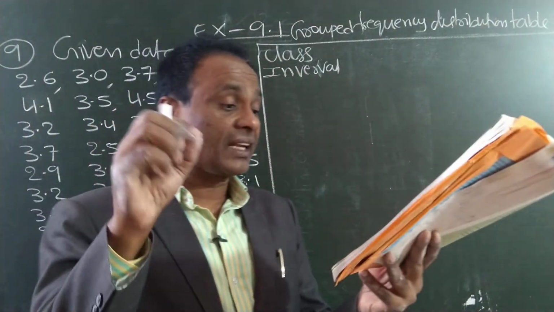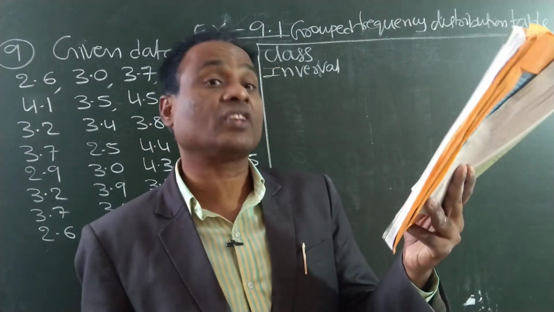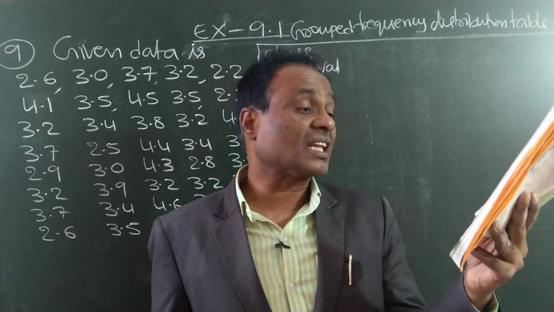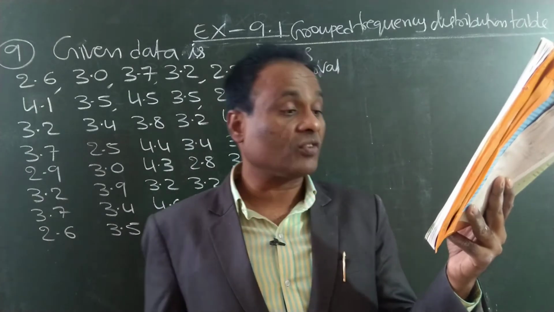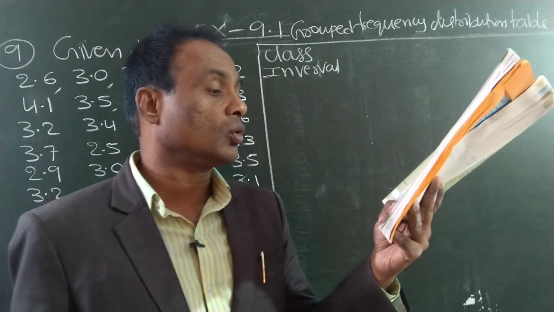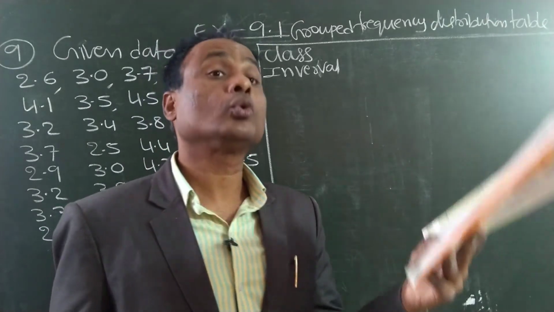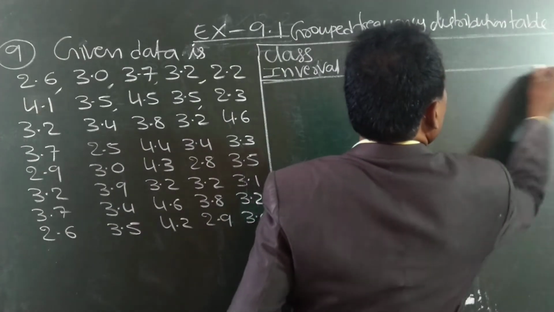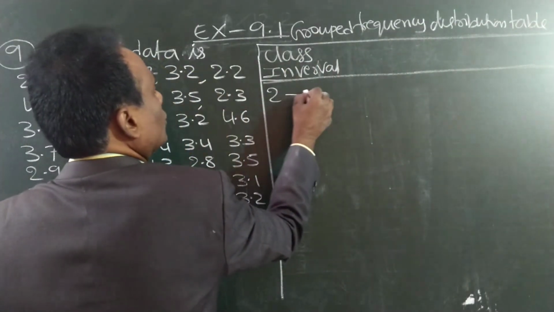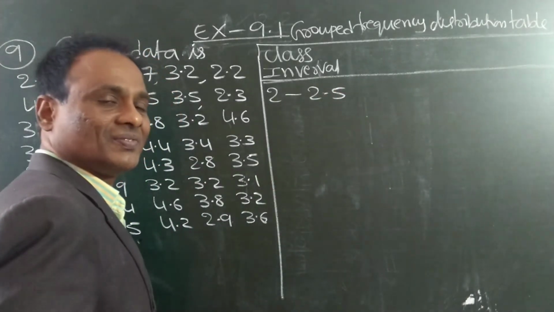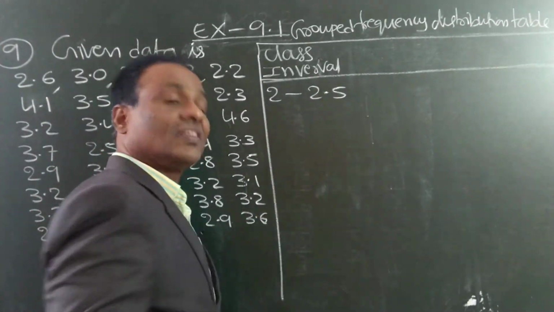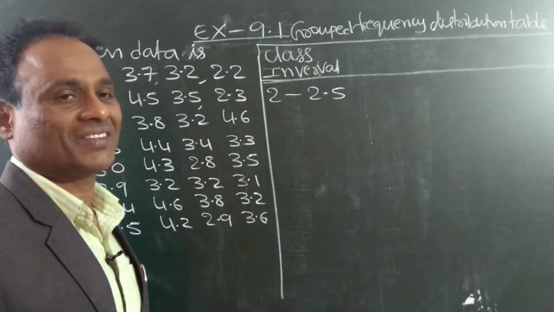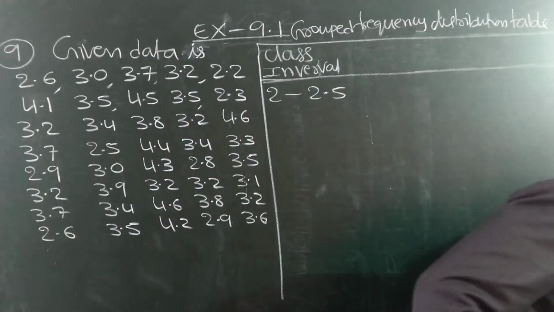See here. Construct a grouped frequency distribution table with exclusive classes for this data, using class intervals of size 0.5, starting from the interval 2 to 2.5. First one is 2 to 2.5. It is given. And it is also given that the difference should be only 0.5. 2 to 2.5, difference is 0.5.